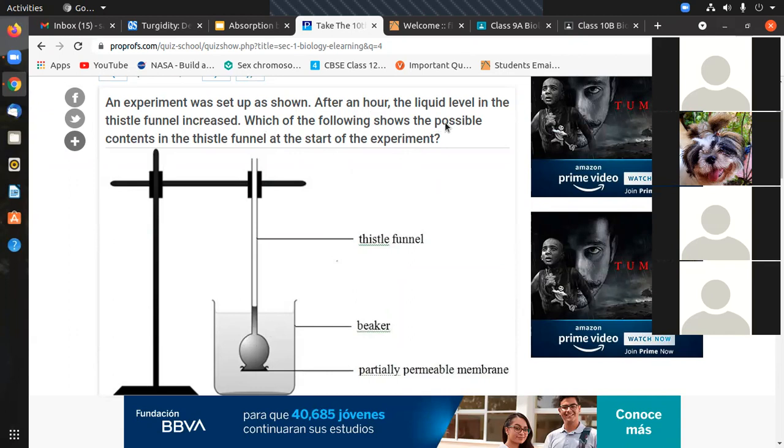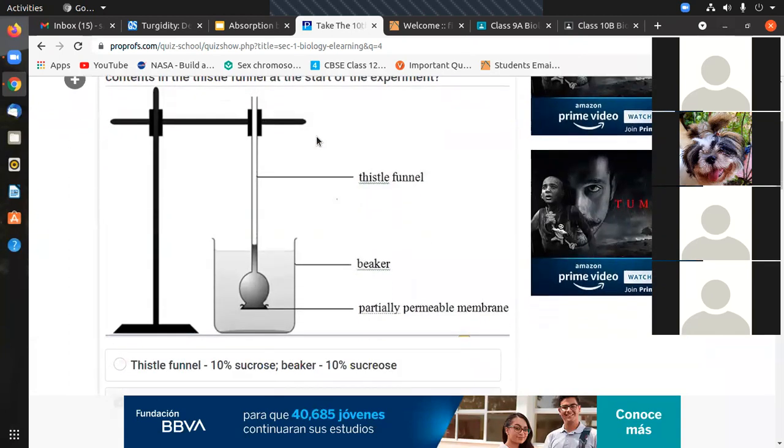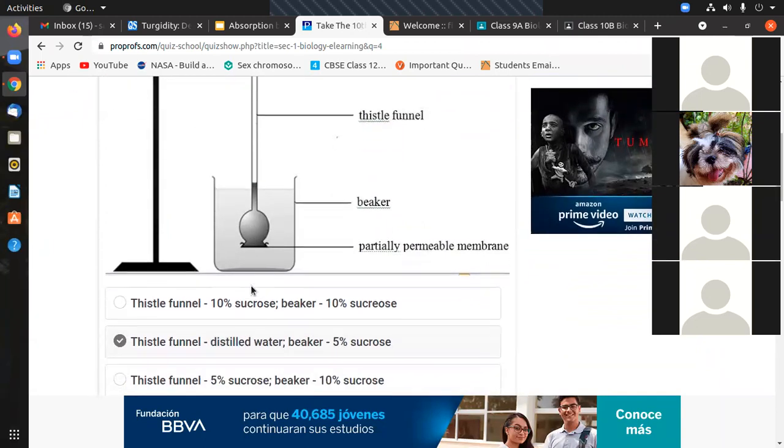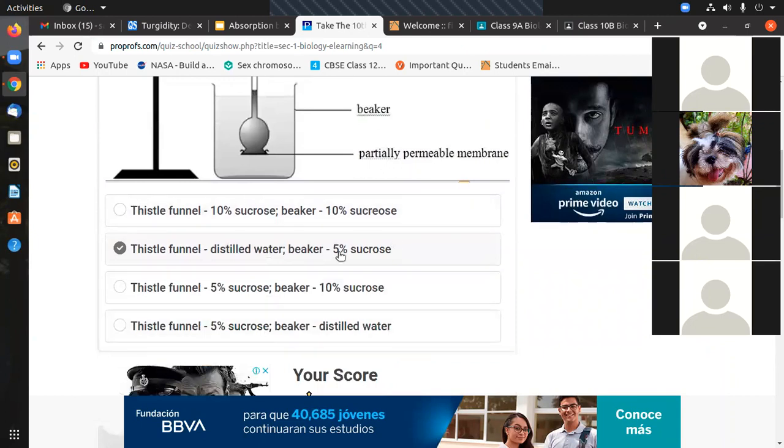Which of the following shows the possible content in the thistle funnel at the start of the experiment? So what is present outside and inside of this thistle funnel from these possible options? What do you think? And you have to justify why, even if you know the answer or even if you have seen it.